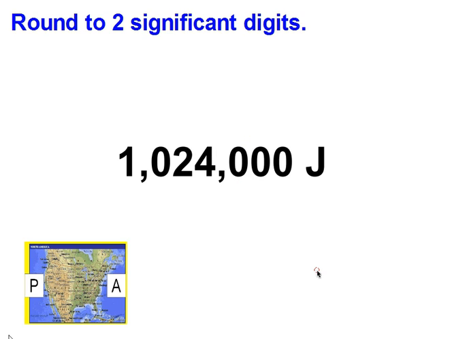A number like this can lead to some confusion because of the 0. The easiest way to do it would be 1.0 times 10 to the 6 joules.